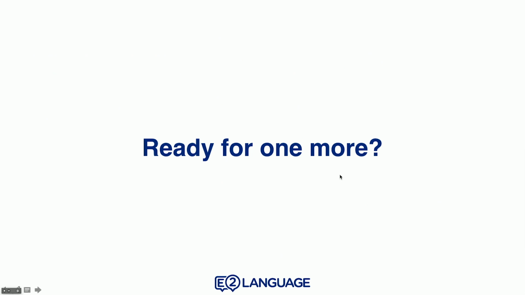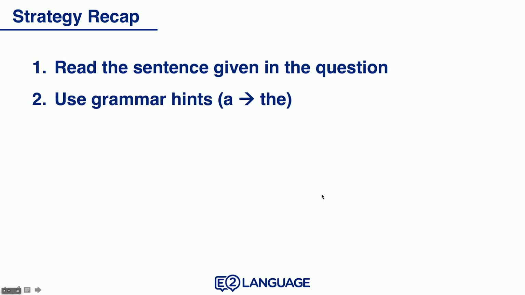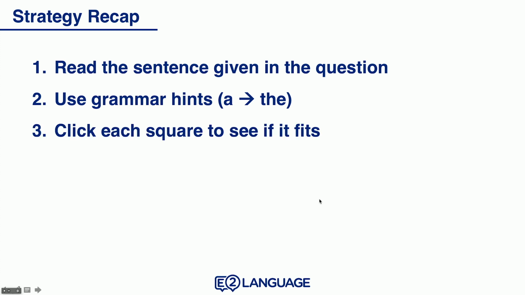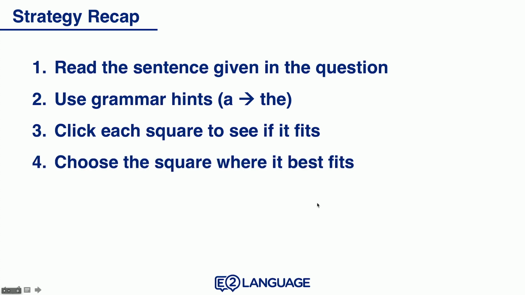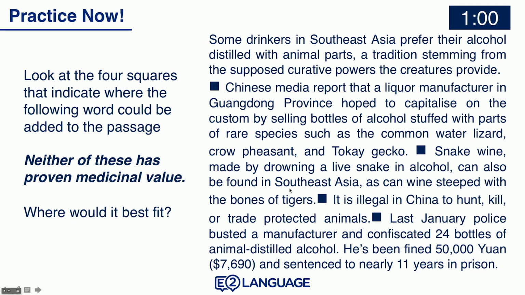Okay. Now it's your turn to do one. I'm going to step back. You're going to do it by yourself, following our methodology. So let's have a look at that strategy. You need to read the sentence given in the question. Use your understanding of grammar to help you, pronouns, articles, etc. Click each square to see if it fits, or just imagine, if you like. Choose the square where it best fits. You have 1 minute to see where this sentence fits best in the paragraph.